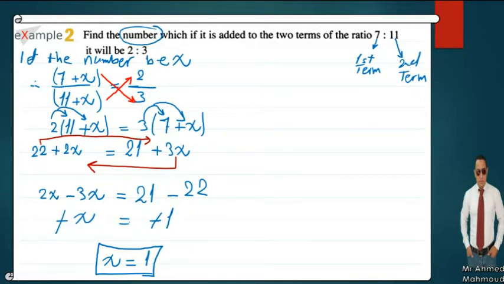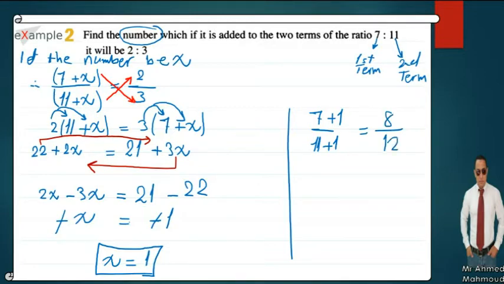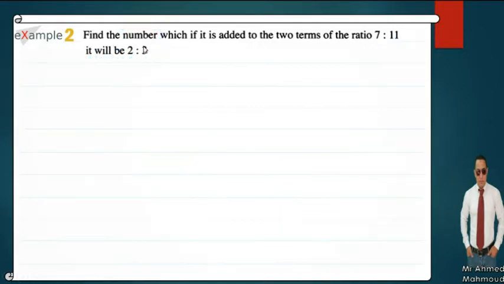Okay, now I need to check the number. If I make 7 plus 1 over 11 plus 1, 7 plus 1 equals 8, 11 plus 1 equals 12. 8 over 12 equals, simplify, divide by 4. 8 divided by 4 equals 2. 12 divided by 4 equals 3. It gives me the ratio 2 to 3. The next example.